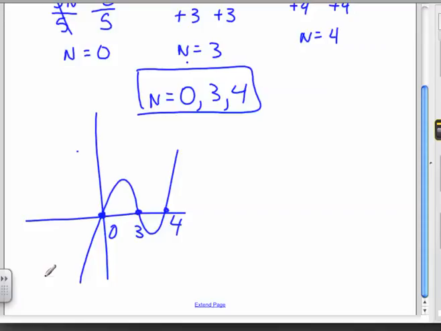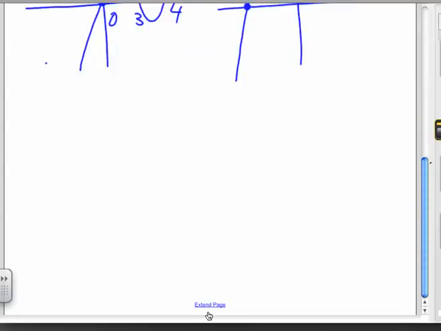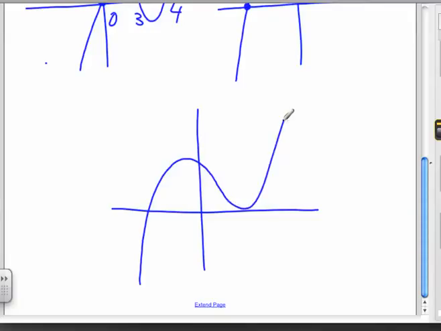Now, it does not have to have 3 solutions. It could look like this, where it only hits it once. Okay? It could actually look like this, where it hits it here and here, and only has two. Okay? Now, it will hit it once.